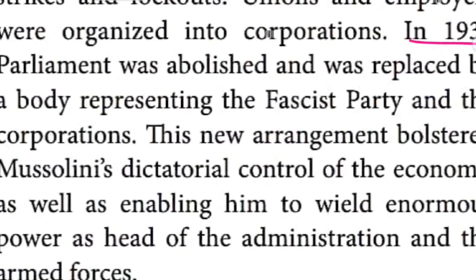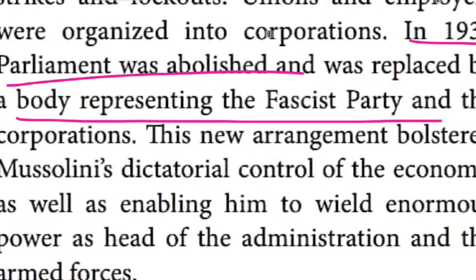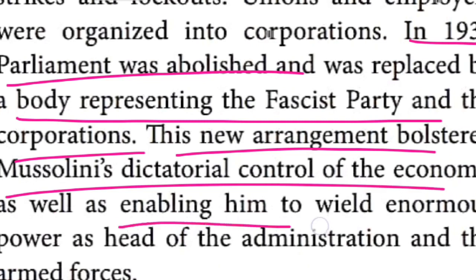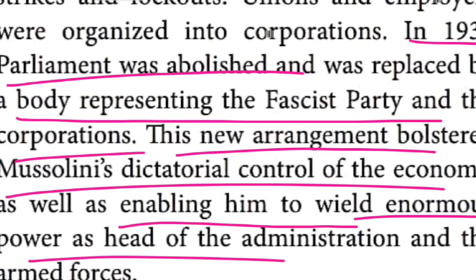1938 is very important. In 1938, Parliament was abolished. Instead of that, who came into power? It was replaced by a body representing the fascist party members and the corporations. They came into power. So this new arrangement supported Mussolini's dictatorial control of the economy, as well as enabling him to exercise enormous power as the head of the administration. So he was the dictator.